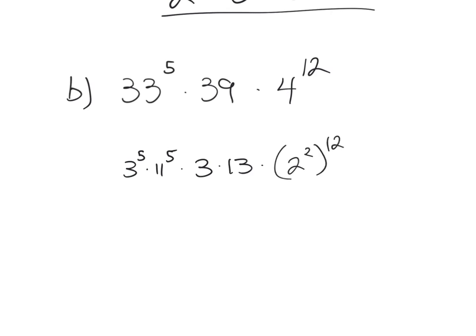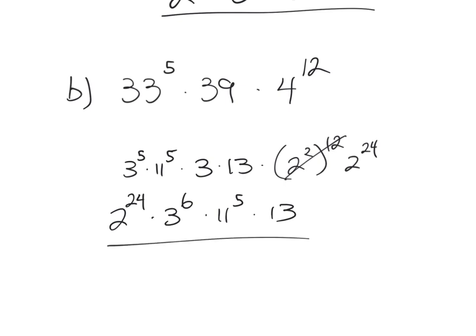When you have exponents like this, the 2 and the 12, you multiply those. So that's 2 times 12, which is 2 to the 24th power. Cross that out and say 2 to the 24th. Now let's put them in order. 2 to the 24th comes first. There's no other 2's. We've got a 3 to the 5th and a 3, that's 3 to the 6th. I added them up. And we've got an 11 to the 5th and a 13. And that is your prime factorization.